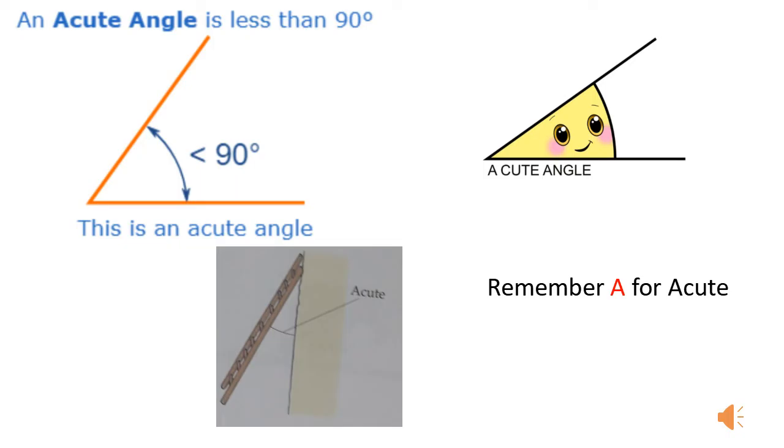Is it an acute angle? No, it's an acute angle. You can remember A for acute angle. See in the adjacent figure, a ladder is placed against a wall. The marked angle is an acute angle.